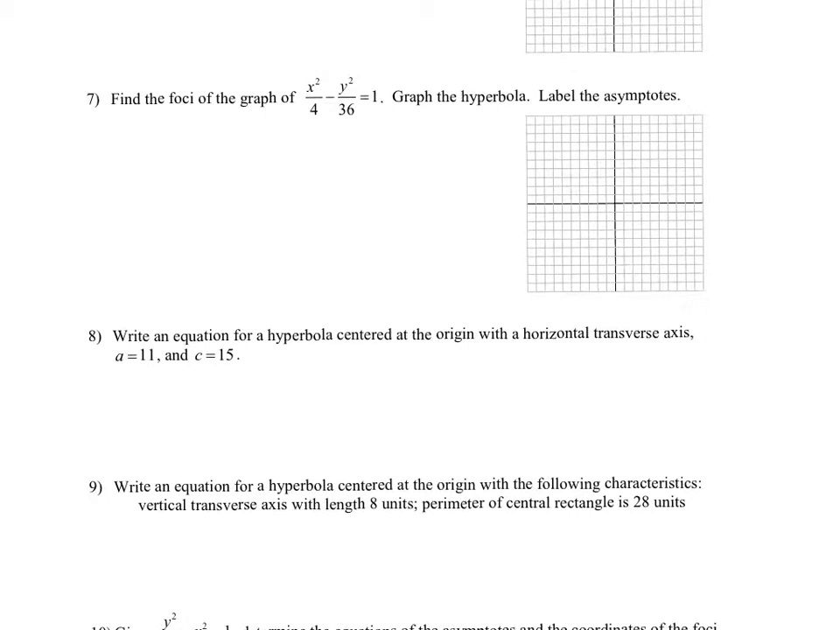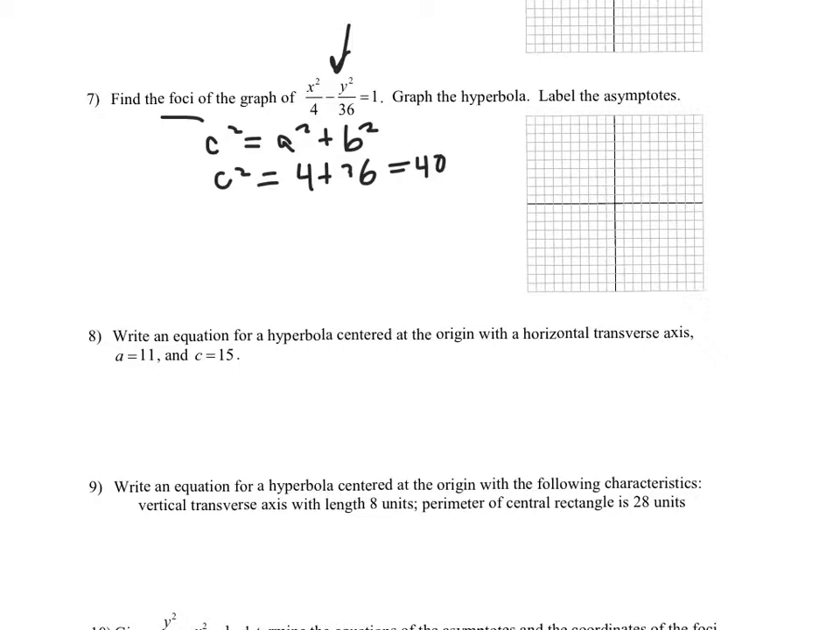So to find the foci of a hyperbola, I know it's a hyperbola because there's a subtraction sign in between. I'm going to use the formula c squared equals a squared plus b squared. So in this case, c squared equals 4 plus 36, which is 40. The foci are going to be along the transverse axis, and this hyperbola is going side to side because it goes x squared minus y squared.